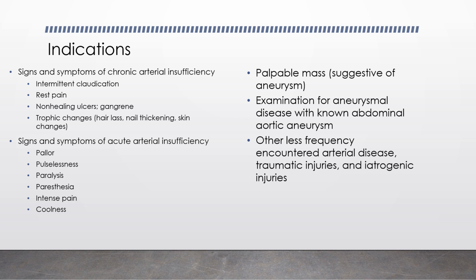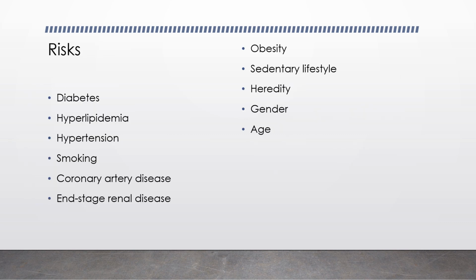Okay, and other less frequently encountered arterial diseases that you may find in a patient are really due to traumatic injuries or iatrogenic injuries and things of that nature. So some of the things that put us at higher risk for arterial disease would be diabetes, hyperlipidemia, hypertension, smoking, coronary artery disease, and end-stage renal disease. Also obesity, sedentary lifestyle, heredity, age, and gender.